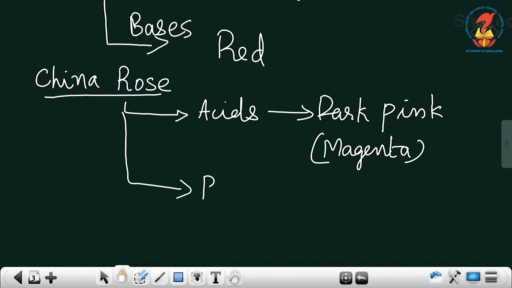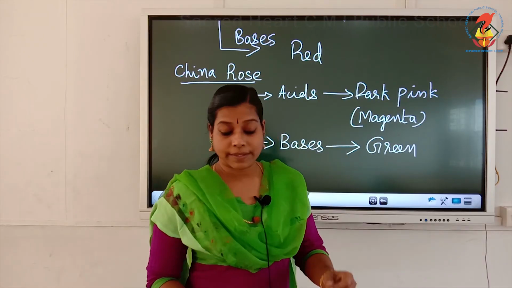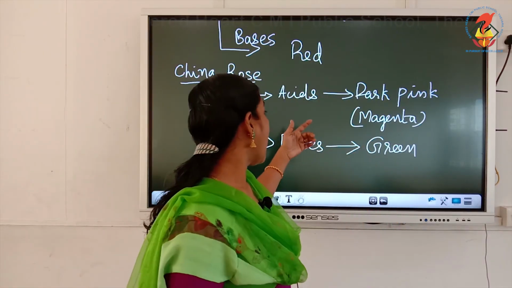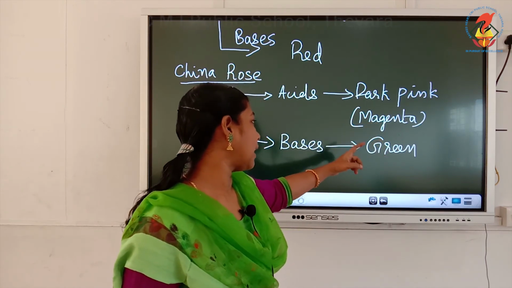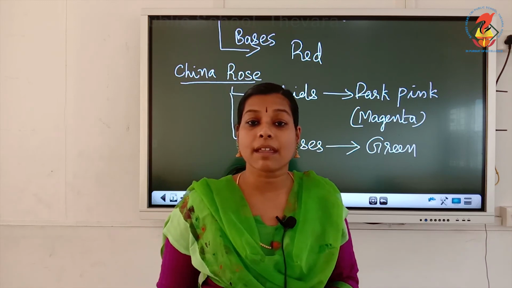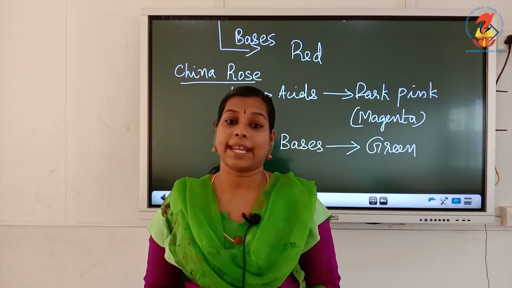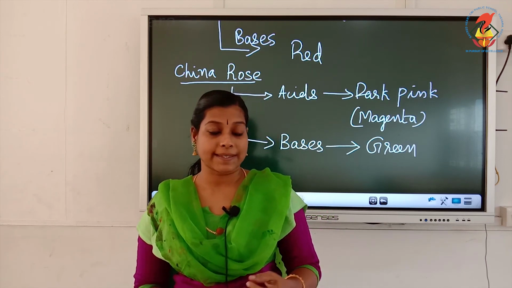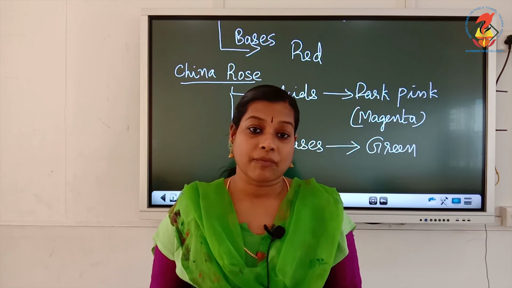When in contact with the bases, this China rose indicator will produce a green color. So China rose indicator has pink or magenta color in acidic medium and green color in basic medium. So these are the natural indicators, 3 natural indicators we are seeing in this chapter. Litmus. Litmus is obtained from lichens.